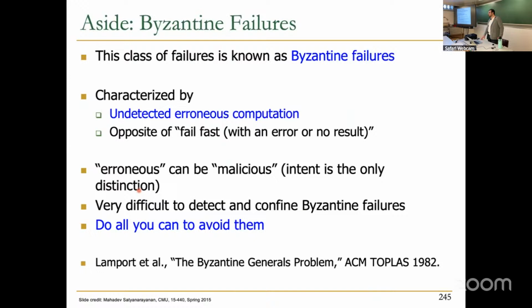And what we see in RowHammer-like things, these are the final few slides. What we see in the RowHammer domain is that it can be classified as a sort of Byzantine failure. It's because we can characterize these undetected erroneous computations, but it is the opposite of fail fast. So it's not very easy to identify when it fails. You need to do rigorous testing for that, and it's very difficult to detect. You must do all you can to avoid them, basically.